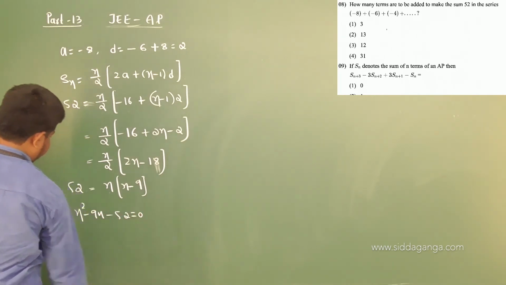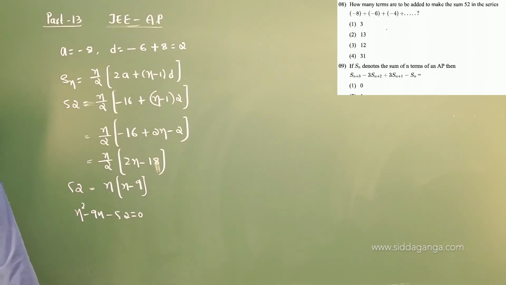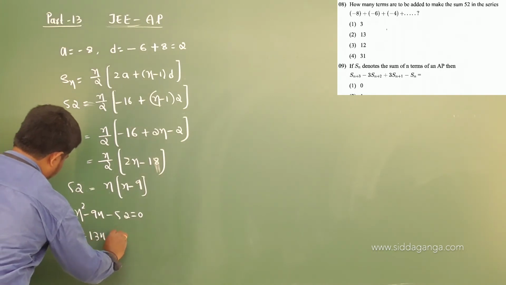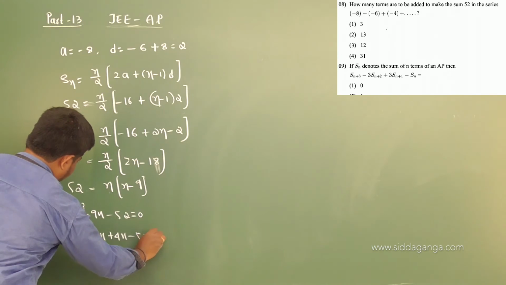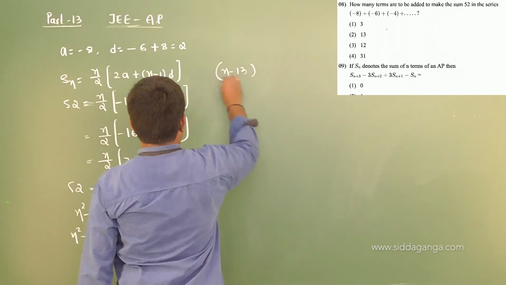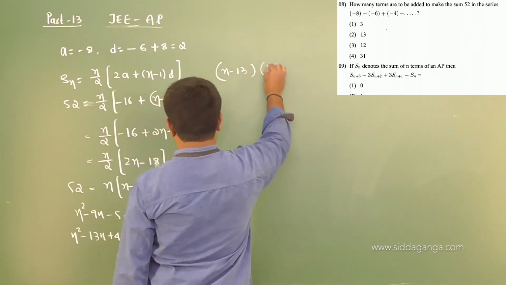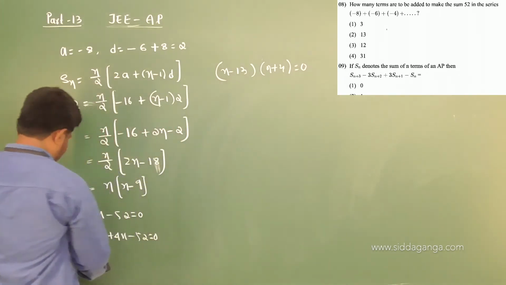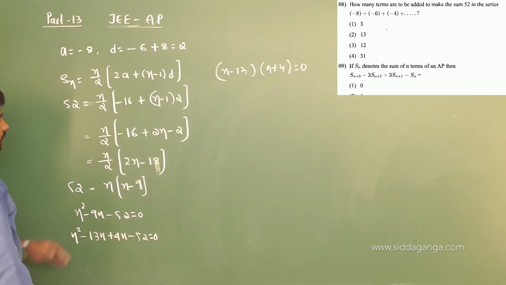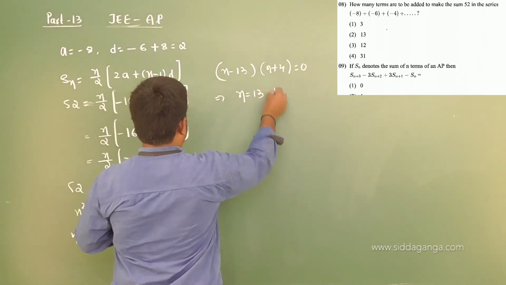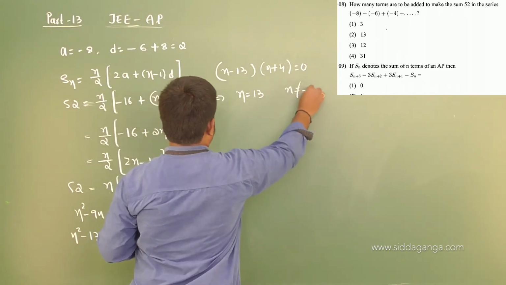So 52 is nothing but 13 4s, so n square minus 13n plus 4n minus 52 is equal to 0. So n into n minus 13 plus 4 into n minus 13, you get n plus 4 into n minus 13 is equal to 0. This gives n is equal to 13, but n cannot be minus 4.